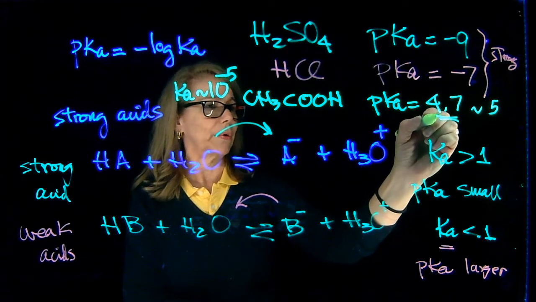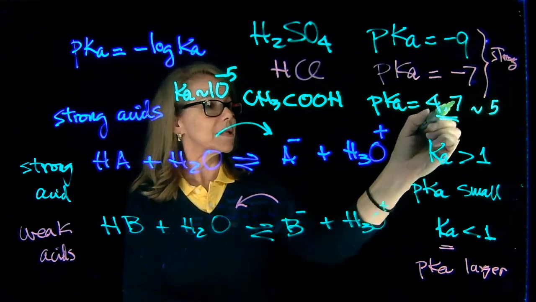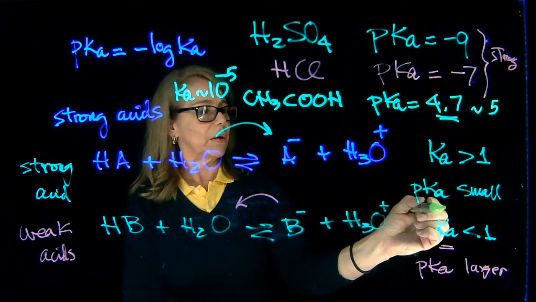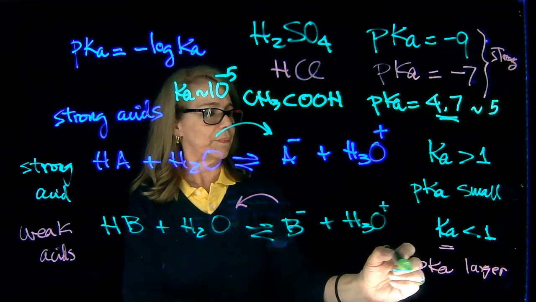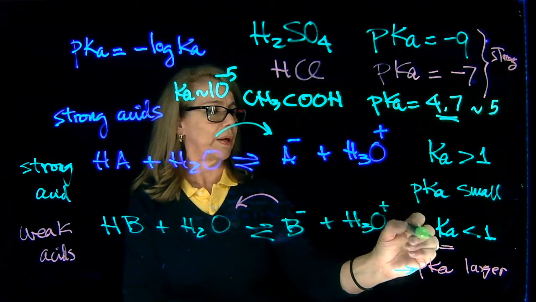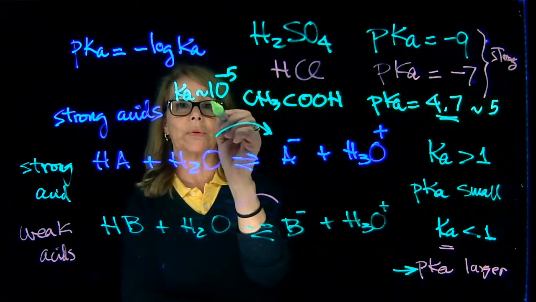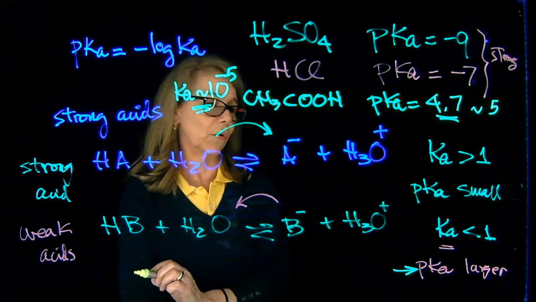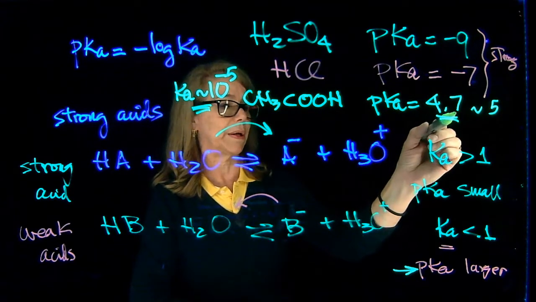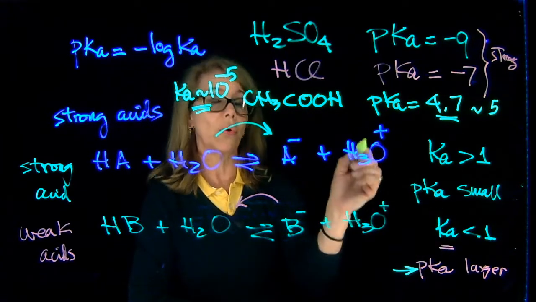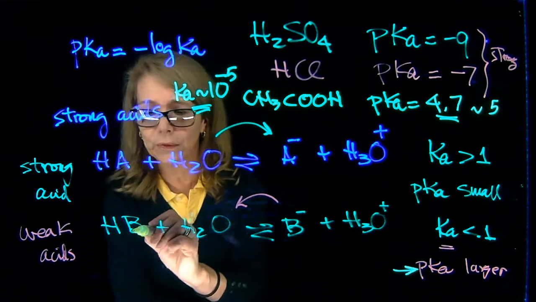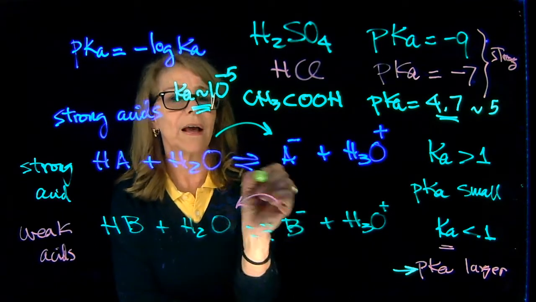A larger pKa is associated with a Ka that is much smaller than 1. Here it is for acetic acid. So larger pKa, much smaller Ka. So in this case, acetic acid is reactant favor.